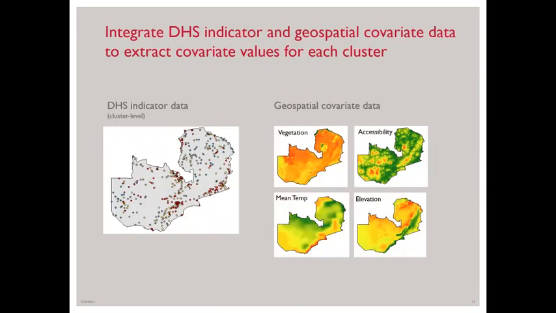DHS household surveys are collected in groups known as clusters, and the clusters are what is georeferenced. The map on the left shows the GPS coordinates of the clusters sampled for a DHS survey in Zambia. The figures on the right show 4 of the different geospatial covariates that we use. Unlike the cluster level map on the left, for these maps, there are values at all locations within a country. They are gridded data sets divided into 5 by 5 kilometer squares, which are called pixels. There are values at each pixel. We overlay the geospatial covariate data on the indicator data layer and extract the values of each covariate at each cluster.